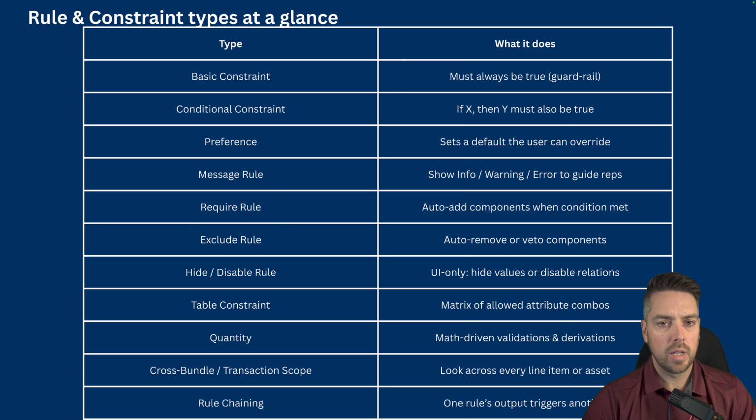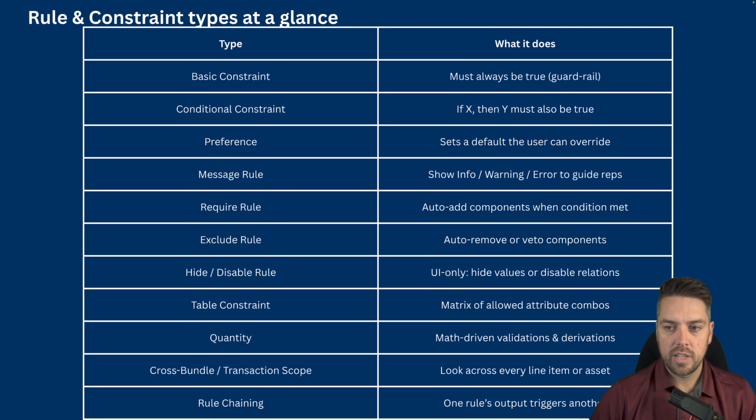What rules are available in the Advanced Configurator? This is not a complete list, but to give you an idea of what you can do. So you can do basic constraints. If you want to auto-select a product or auto-select an attribute value, you can do that.